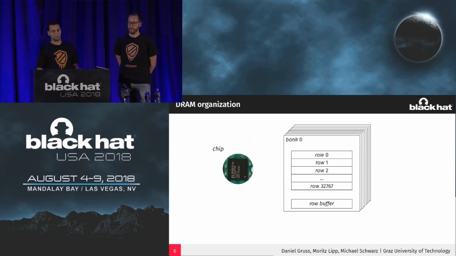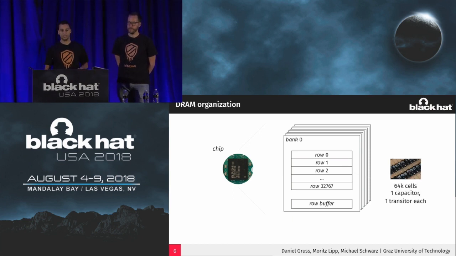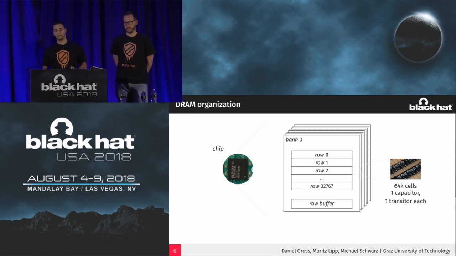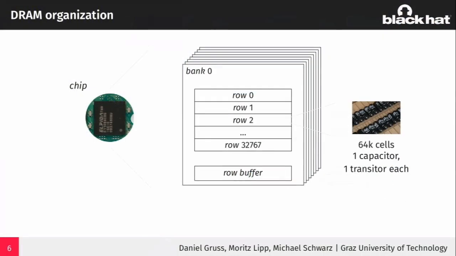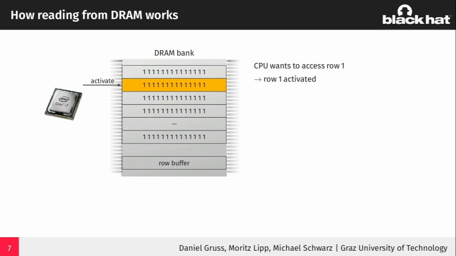Right now, we're focusing on the rows. And such a row consists of multiple cells. The cells are the actual bits that are stored in memory. Every cell represents 1 bit, and it consists of 1 capacitor and 1 transistor. This is where the data is actually stored, by either charging the capacitor or having it not charged.